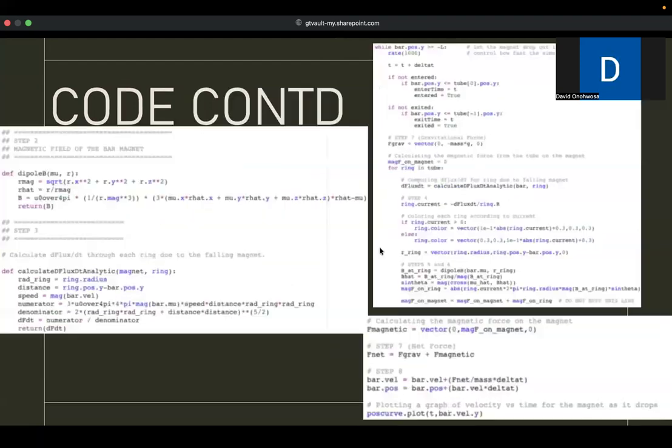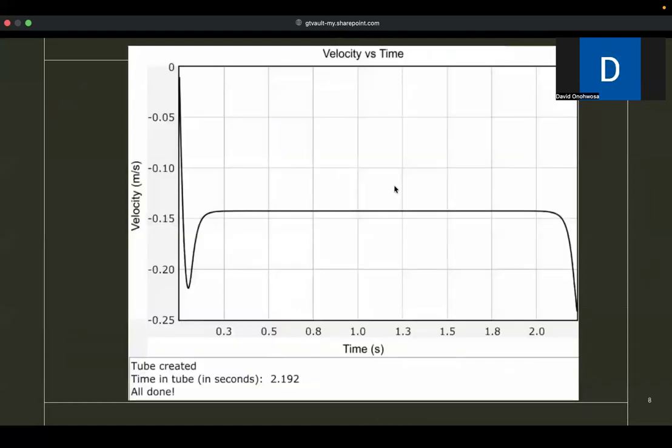So for the code, here we're just initializing some properties of the magnet and surroundings. And then here we're calculating the flux and using that to calculate the current that will be induced in the ring, as well as the net force that's going to be acting on the magnet.